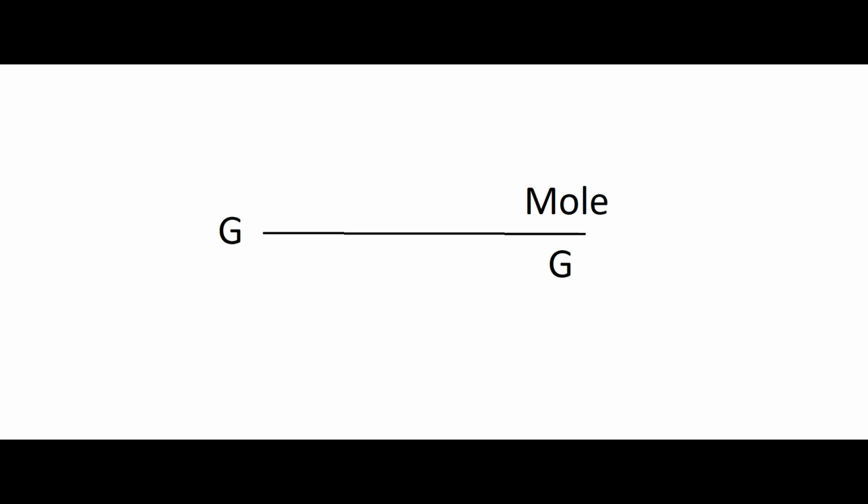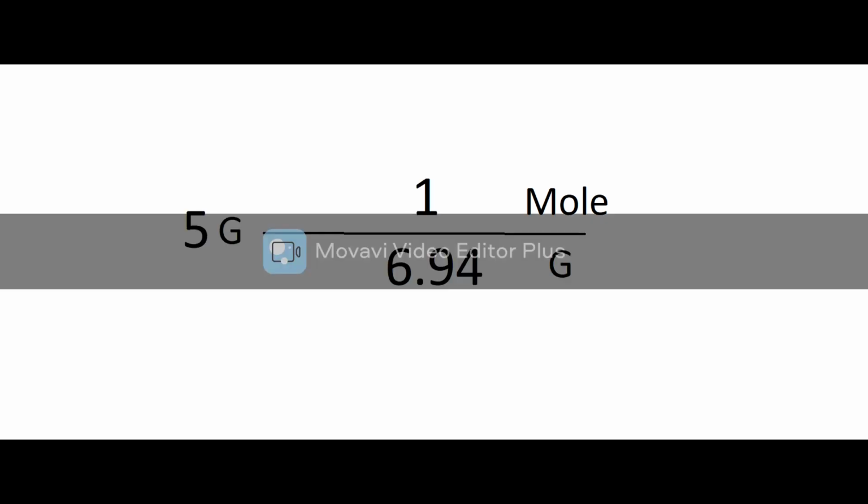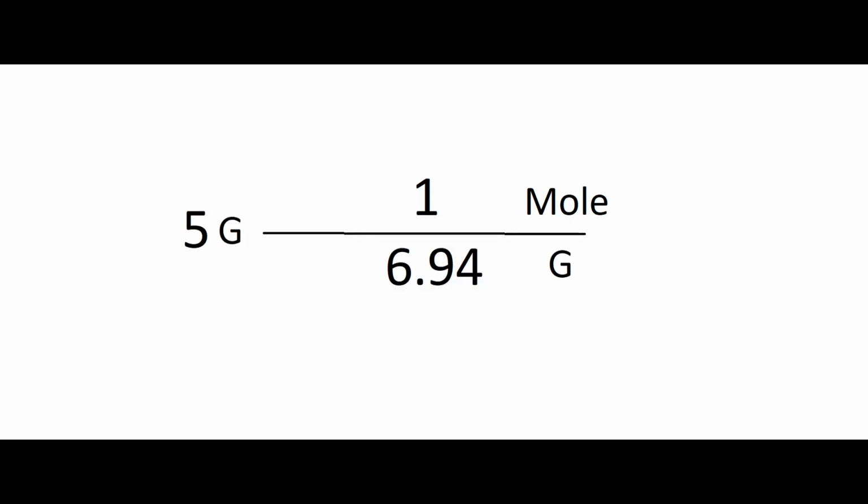Whatever your starting unit is will always be the bottom unit on the first fraction. The next step is to find the atomic mass of lithium, which is 6.941, but we're going to round that down to 6.94. Now we plug the information into the correct place with 5 grams on the left as our starting unit and 6.94 on the bottom of the fraction with 1 mole above it.